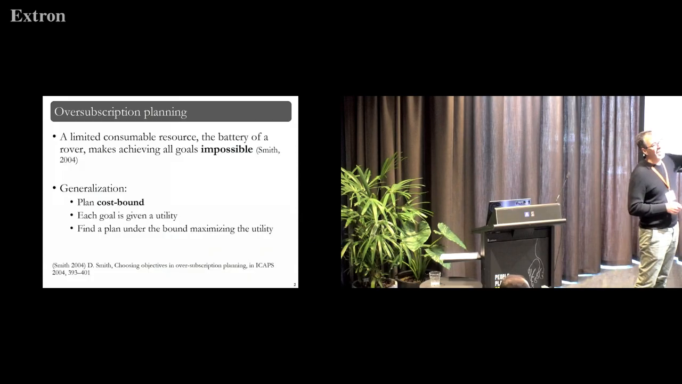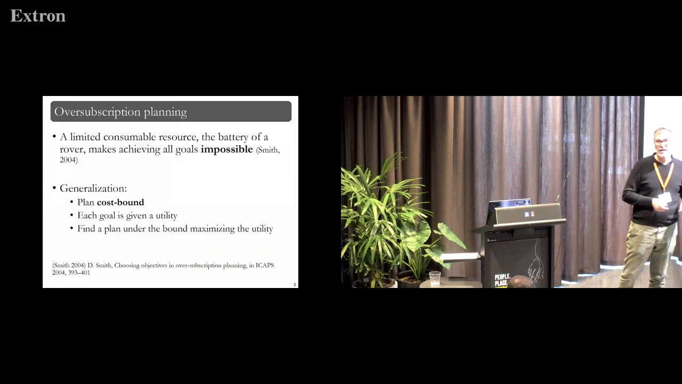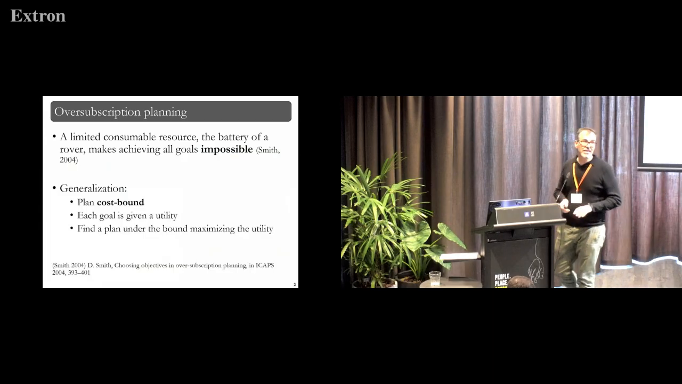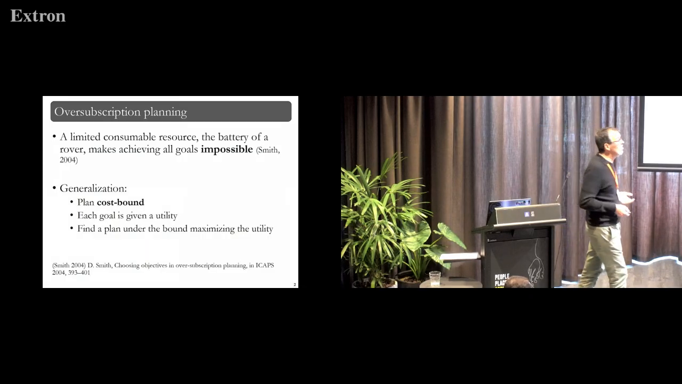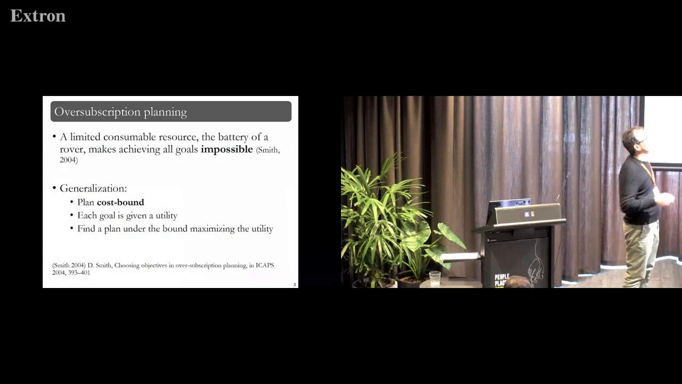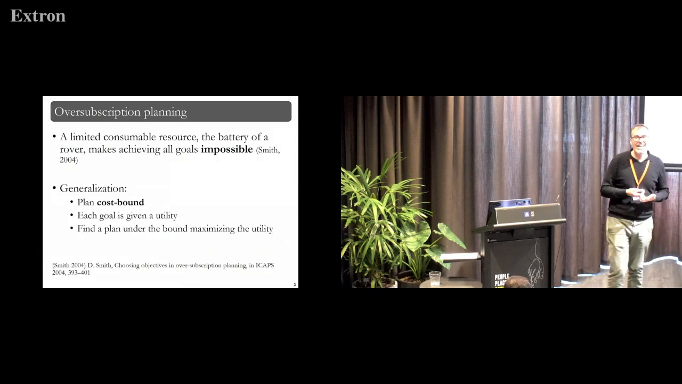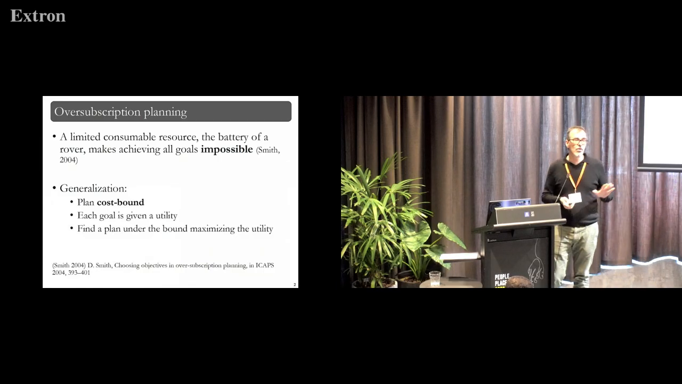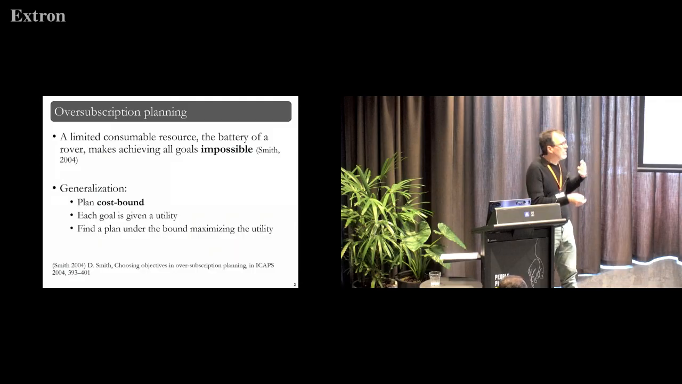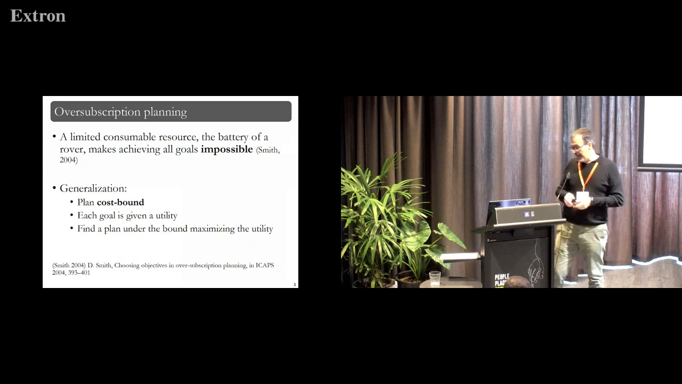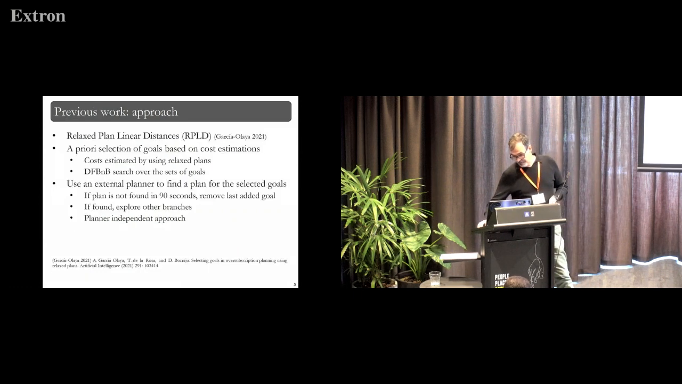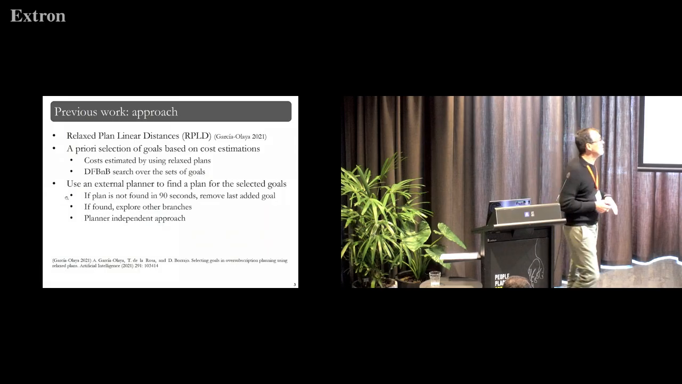This can be generalized to any other problem and any other domain by setting a cost bound on the plan. We set a cost bound on the plan that makes it impossible to achieve all our goals. We also set a utility for every one of the goals. The objective of planning here is not to find a plan for all the goals, but to find a plan maximizing the utility.